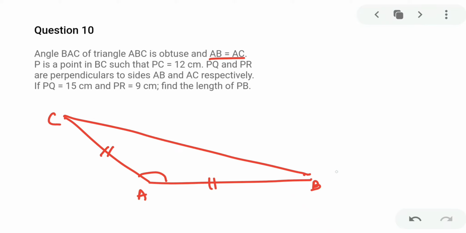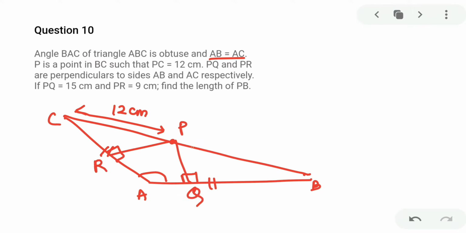Then P is a point on BC, such that PC is 12 centimeter. I'll put a point somewhere here such that this part is 12 centimeter. PQ and PR are perpendicular. Now PQ, I will draw it here, which is perpendicular. This is also perpendicular, PQ and PR. I'll mark Q here and R here. Got the point clear? Now PQ measurement is given as 15, and PR measurement is given as 9. Find the length of PB.